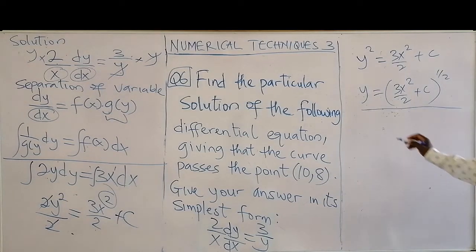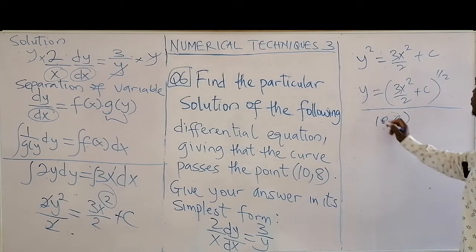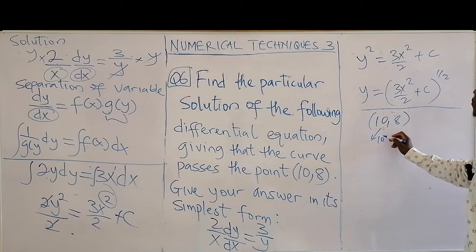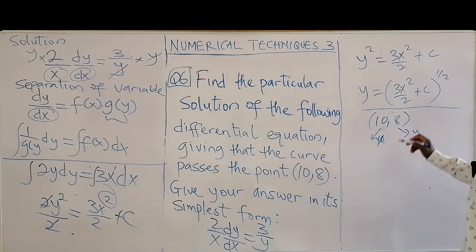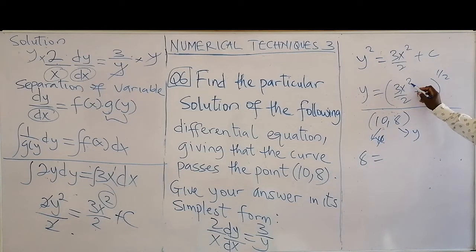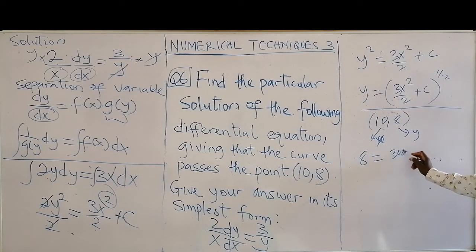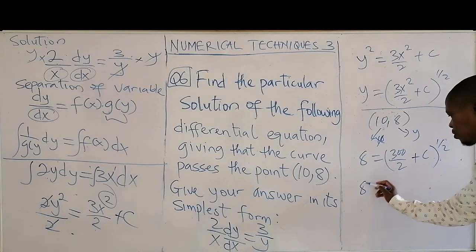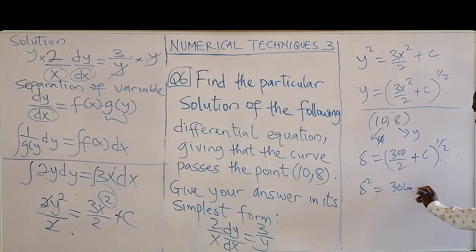Then we have the point (10, 8). The point (10, 8) means x is 10 and y is 8. So 8 equal to the square root of 3 times 10 squared, that's 3 times 100, that's 300, over 2, plus c. Can you square both sides to remove this square root? That's 8 squared equal to 300 over 2 plus c.